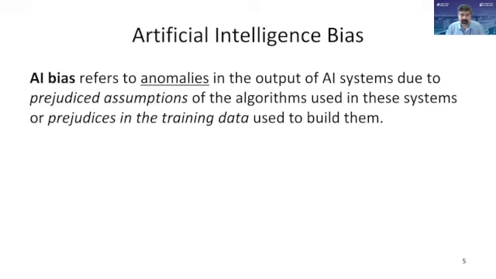Okay, so when we talk about bias, I want to contextualize this into the bigger conversation that's going on today on bias in artificial intelligence in general. And bias generally refers, in this particular context, to anomalies in the output of AI systems that are due to prejudice assumptions in the algorithms used in these systems or prejudices in the training data used to build them, right? Which means that sometimes they will reflect human bias, but sometimes they may actually be surprising, at least in the logic that they lead to, although they're still biased.